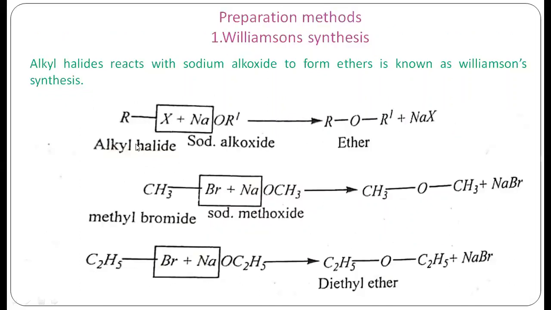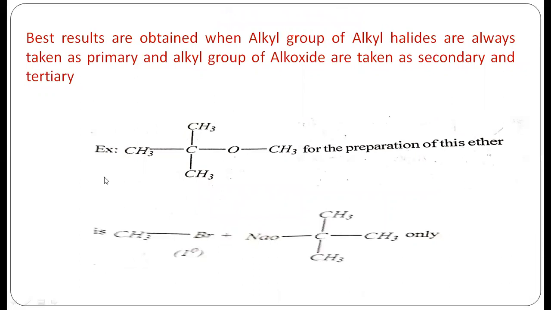Then if you see another example, suppose you want to prepare this compound. Which alkyl halides are generally used to prepare it? In this case, one is a primary alkyl halide, another one is a tertiary alkyl halide. So which alkyl halide do we have to take? One we can take is methyl bromide, another is tertiary butyl halide. So which group do we have to take?